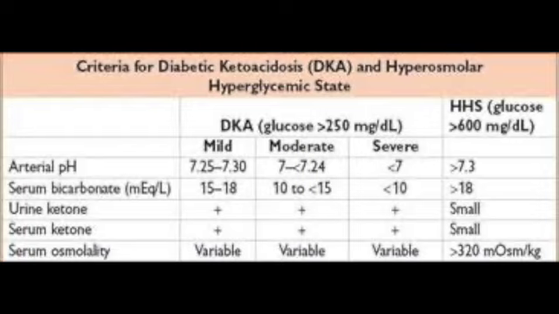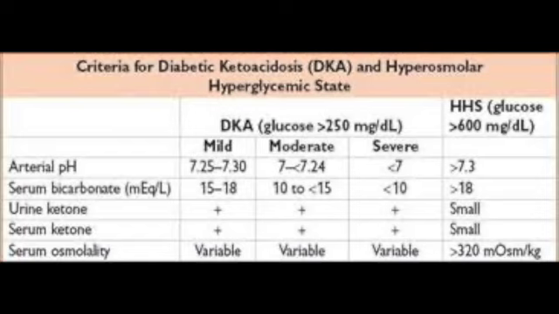HHS is not usually associated with severe ketosis or acidosis because they still make enough insulin to prevent the ketogenesis, but not enough to actually pull the sugar into the cell. Clinical manifestations: hyperglycemia, increased thirst, polyuria, nocturia, weakness, fatigue, confusion, nausea, vomiting, and altered mental status.